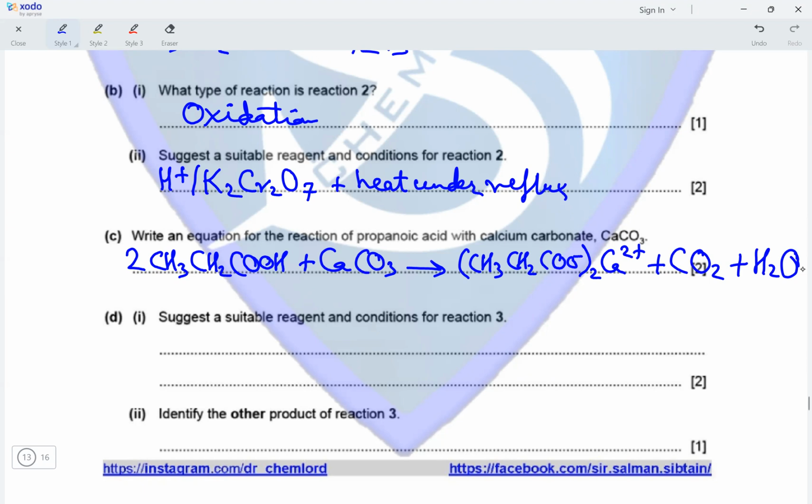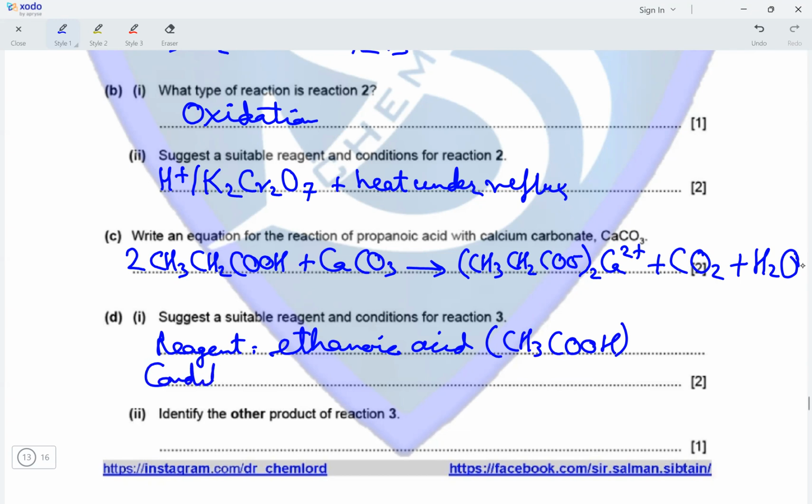Suggest a suitable reagent and conditions for reaction 3. So reaction 3 is reaction with ethanoic acid to form the ester. So the reagent would be ethanoic acid, or we can write CH3COOH, and the conditions would require an acid catalyst. So H2SO4 would be used, and it would require heating under reflux to form the ester propyl ethanoate.